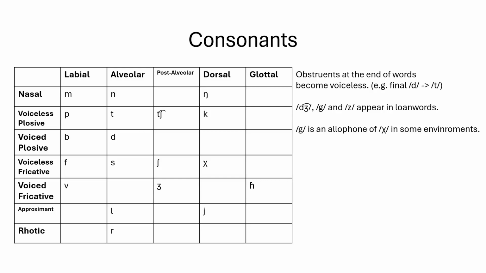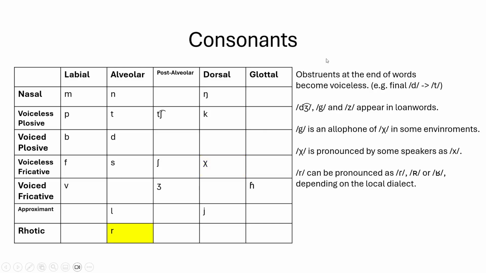G is pronounced as h in some environments, and h is pronounced by some people as h. Note that these two may sound the same but are different sounds. R can be pronounced in several ways, depending on the local dialect.